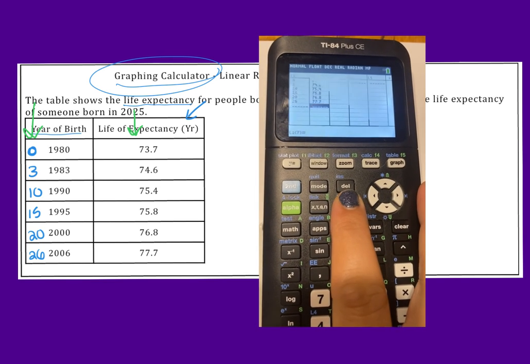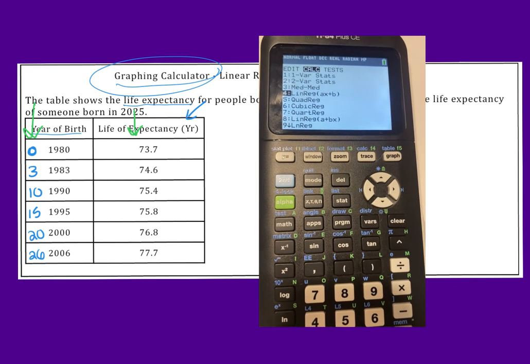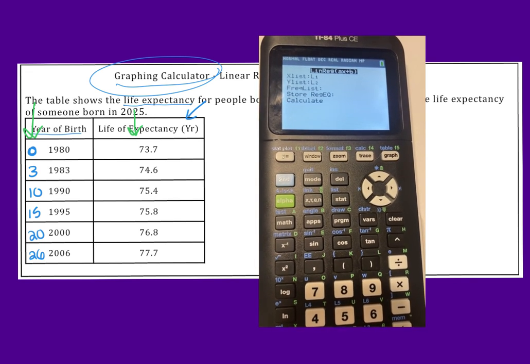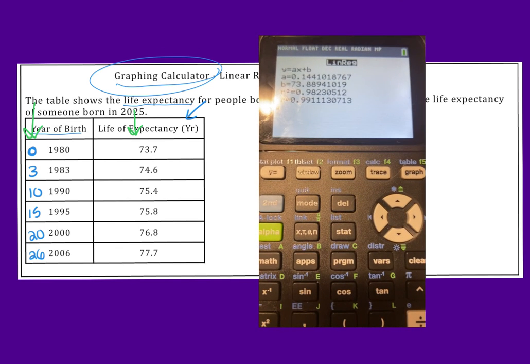And now once you have your data, you're going to hit stat again, go over to calc, and go down to the fourth one, linear regression, and hit enter. And now you're given all this information. Okay, if your calculator is not showing the R squared and the R, I can fix that in class. But for starters, let's just look at the A and the B. They use A, I know we usually use M for slope, but they're giving the value for your slope, and they're giving the value for the y-intercept.